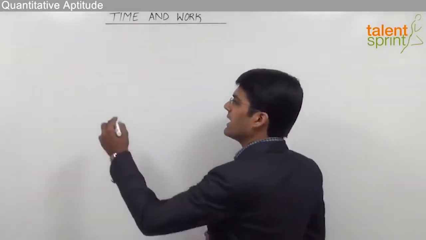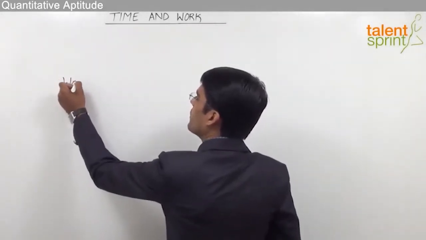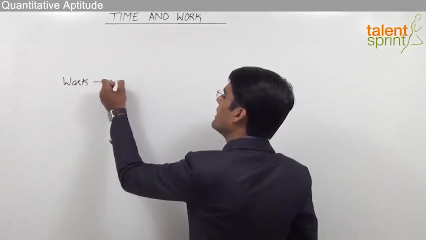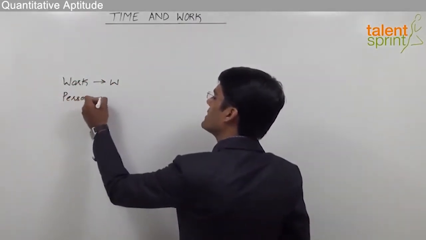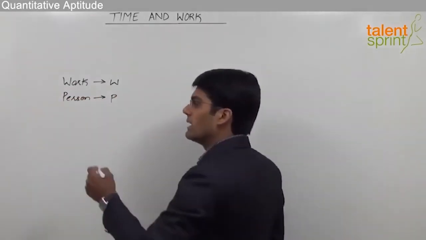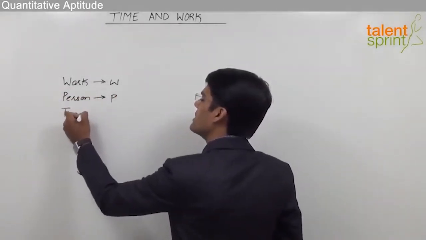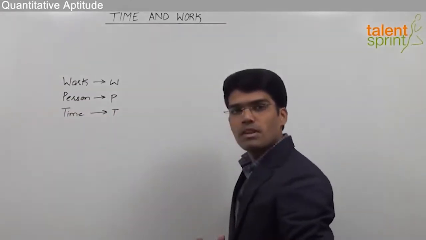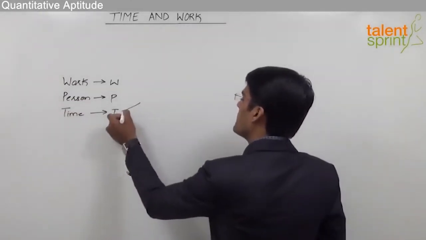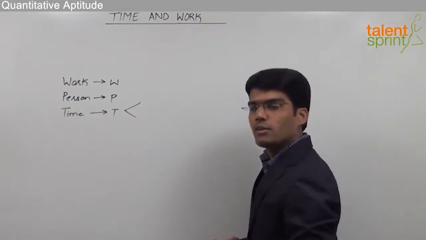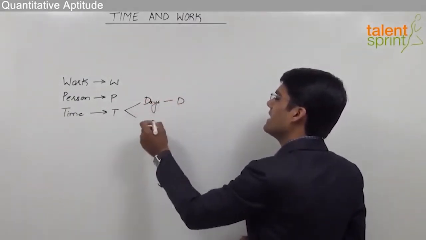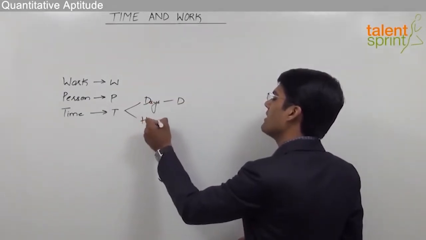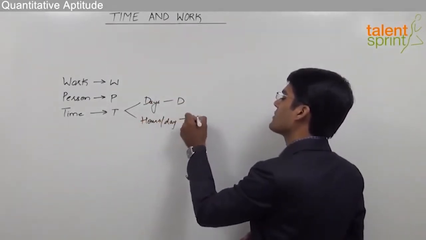Here, we need to consider three important variables. They are as follows. The first variable is work, which is generally denoted by W. The second one is the number of persons, which we generally denote by the letter P. And the third one is time, which in general can be taken as T. To be specific, the third variable time here can be classified into two things. That is nothing but the number of days that we can take as D and the number of hours per day that we shall denote as H.